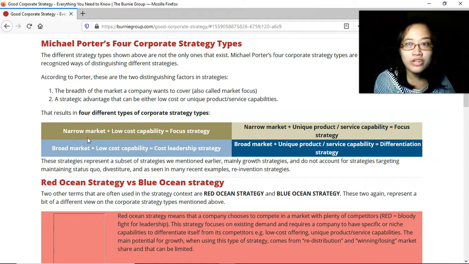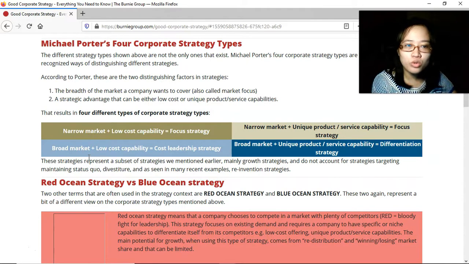Okay, so itong una, kumbaga combination ito nitong dalawa, no? So yung una, you have your narrow market, very specific customer base, and then you have your low-cost capability. Ito, focus strategy siya. Okay, kasi you have your narrow market. Kung sino lang yung tinatarget mo na market, dun ka lang nakatingin. So in a way, budget-wise, so I think hindi ganun kalaki yung magagastos mo for advertising kasi you're targeting a very specific market.